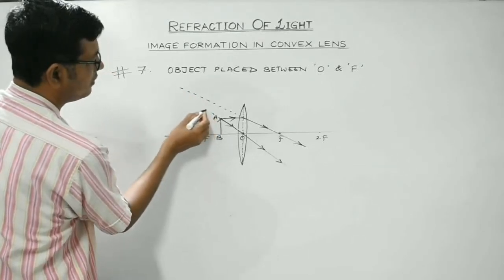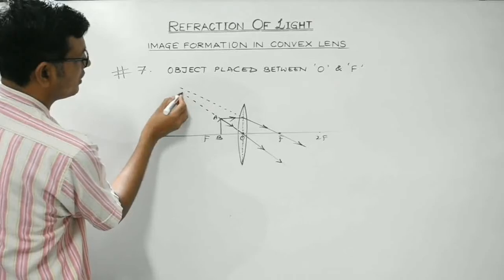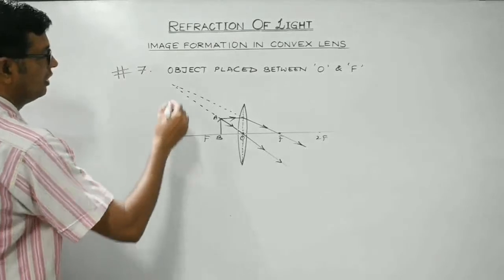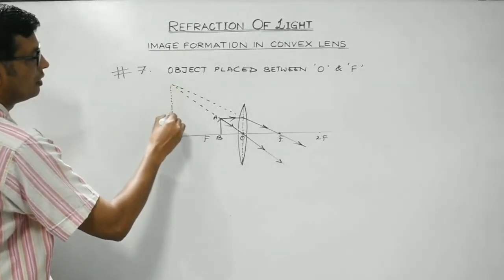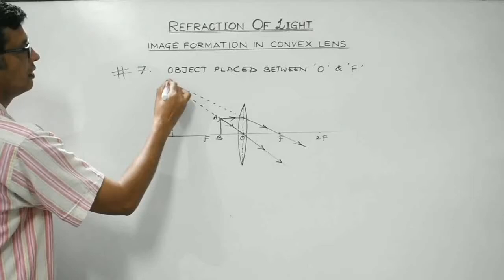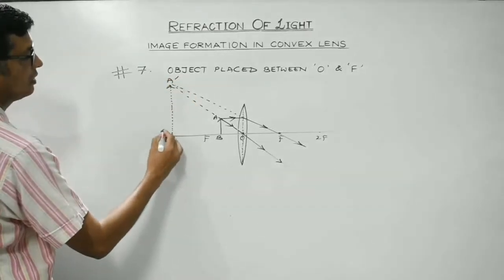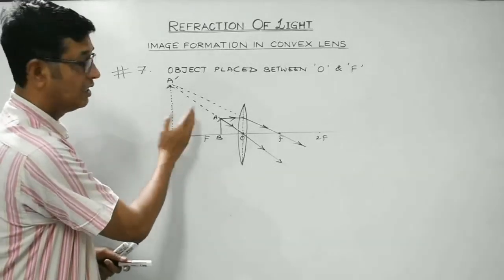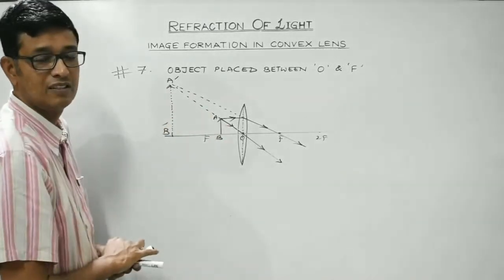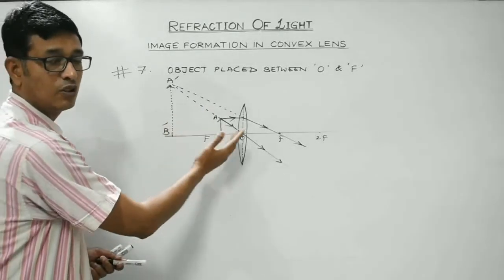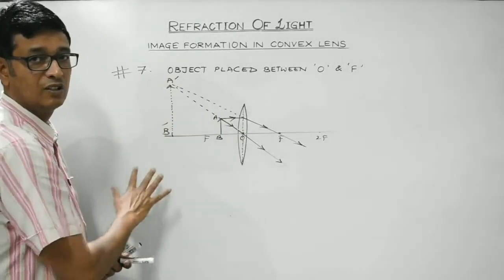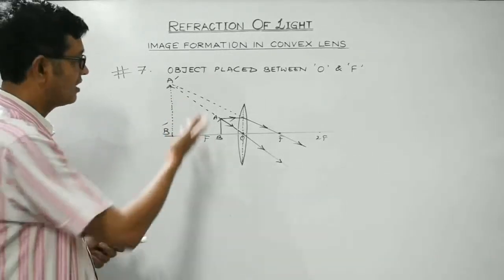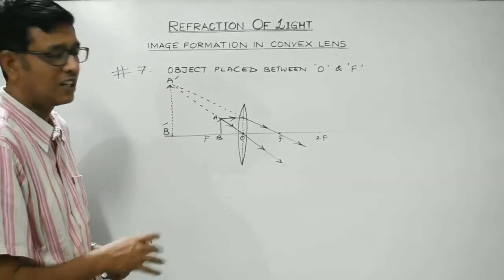So, what we get is a point of intersection. It will appear as if these two rays are coming from a point somewhere over here. So this is where the image will be obtained. This is A dash and this is B dash. Right? So students, you can see in this case the image is formed on the same side as that of the object. So the nature of the image is virtual or imaginary. It can't be obtained on the screen, isn't it?